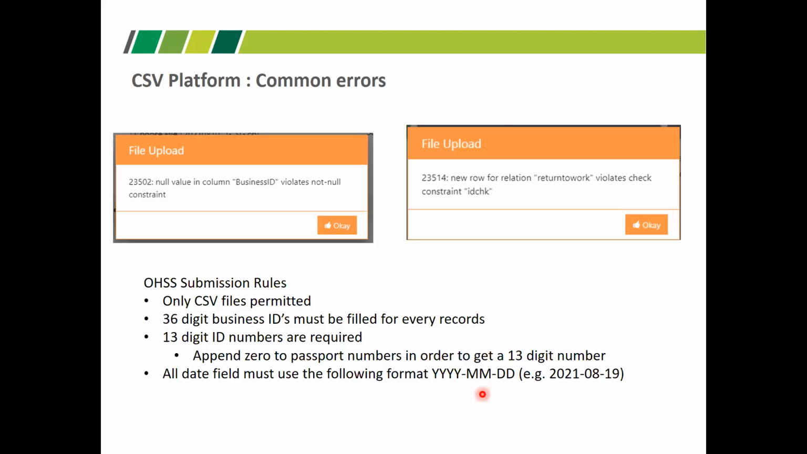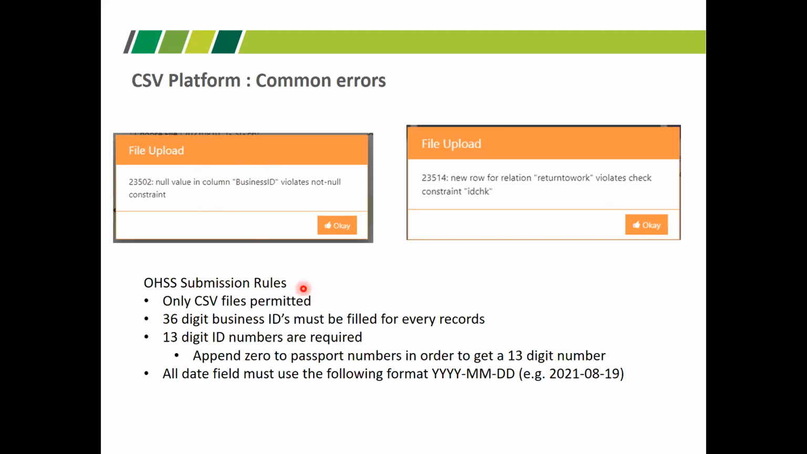Okay, here we're just going to address again the top 4 errors that we are noticing. The first one, I have mentioned that the system does expect comma-separated values, CSV files, and all records, basically each row, requires a business ID. You cannot enter on the first row and leave it blank. The system will throw it out. It will say null value business ID. It violates the system. So all business IDs need to be entered for each record, and the system does check if it's a 36-digit business ID.